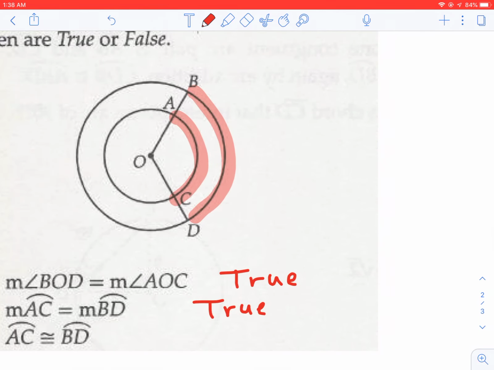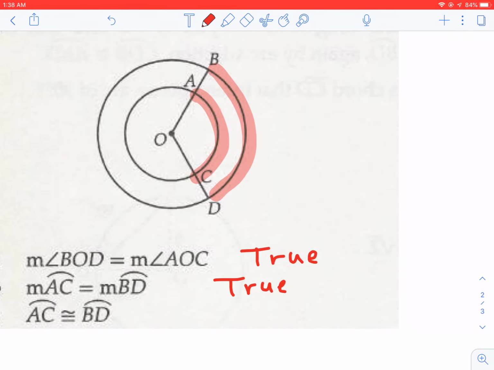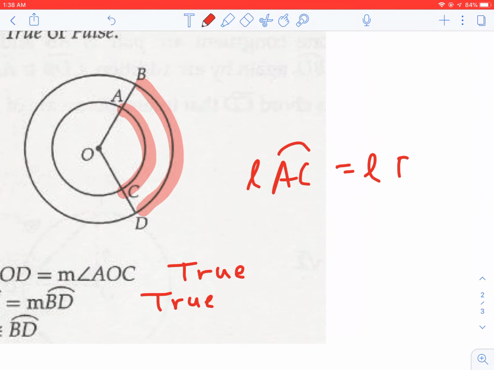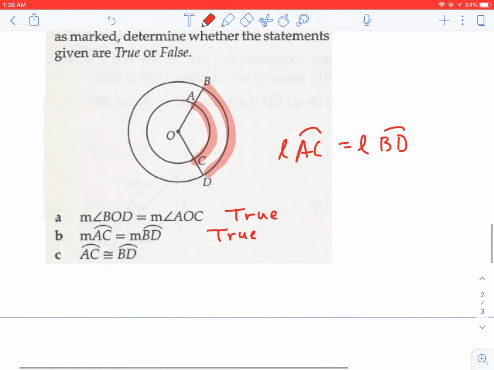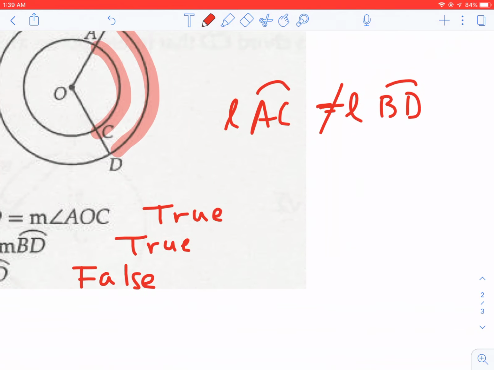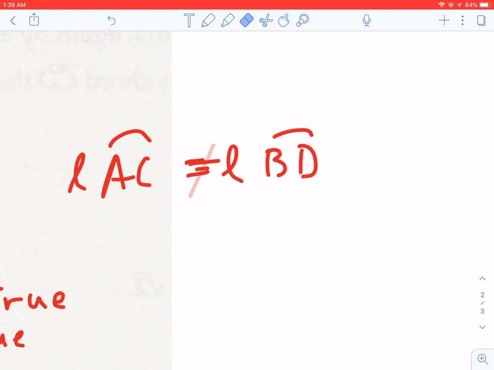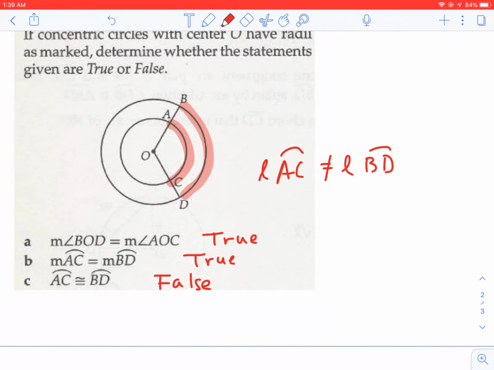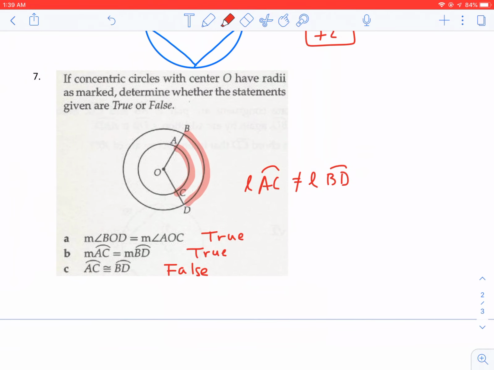So the measurements are the same, but what's not the same are the lengths. We can't say the length of AC equals the length of BD. That's false. And that's really what C is saying, that AC is congruent to BD. Of course they're not congruent, they are not equal in length, so that one is false. And that, of course, is also false. That's not equal. So again, there are 2 ways to measure an arc. You can measure the length of an arc, or you can measure an arc by its number of degrees.